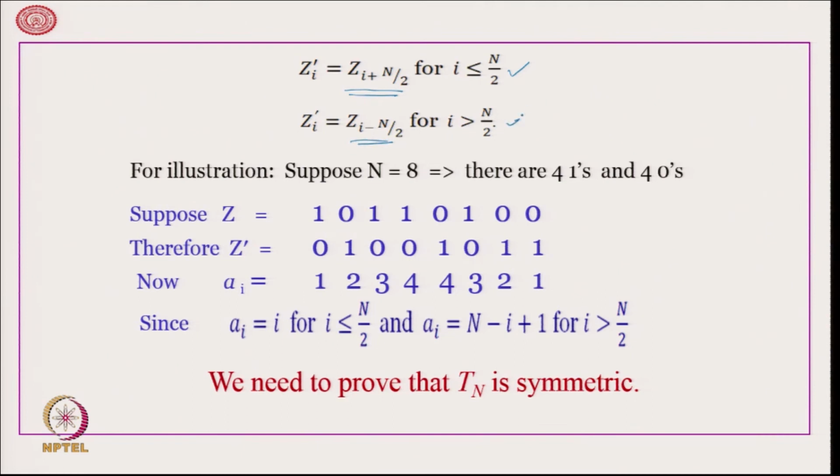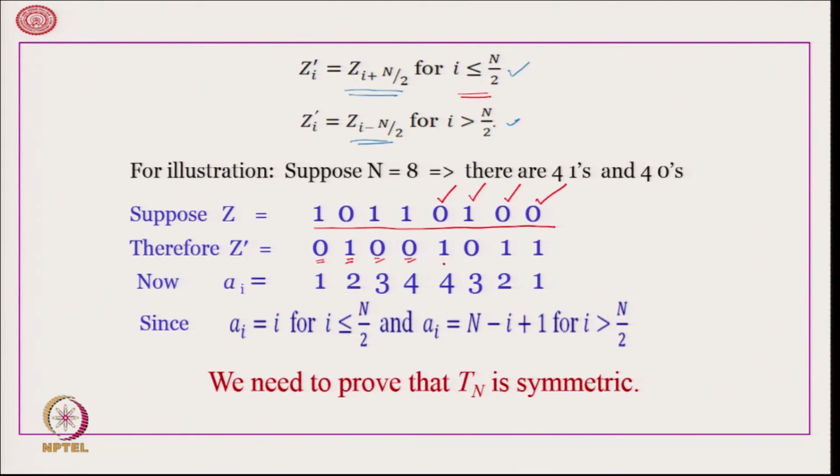So, let me illustrate with an example. Suppose n is equal to 8 and there are 4 ones and 4 zeros. So, consider a particular z which is 1 0 1 1 0 1 0 0. Therefore, how do you construct its conjugate z prime? For i equal to 1 to n by 2, z_i prime is z_(i plus n by 2). Therefore, z_1 prime is equal to 0 coming from here, z_2 prime is equal to 1 coming from here. Similarly, this is 3 from here and this is 4 from here.